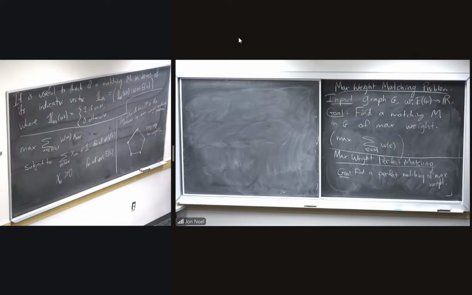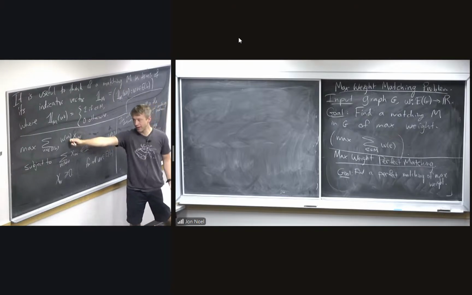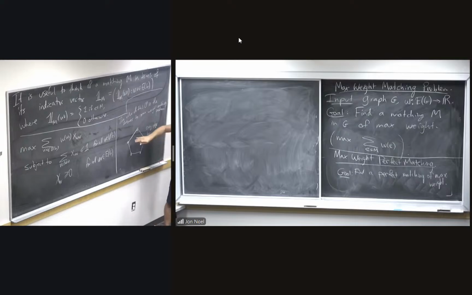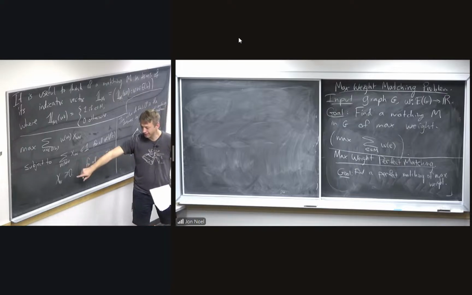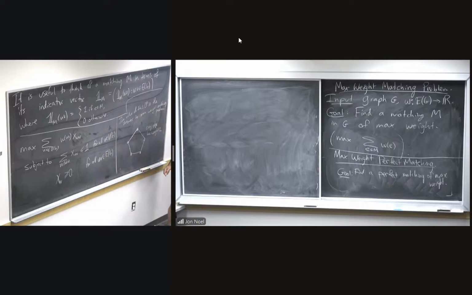Then in this linear program, what is it trying to do? If every edge has weight 1, it's just trying to maximize. I've got 5 variables, 1 for each edge, and it's trying to maximize the sum of those 5 variables. I've got a condition at every vertex: the weight of that edge plus the weight of that edge has to be at most 1. That's what this condition is saying. Around every vertex, the edges have to have weight adding up to at most 1. And all the variable values have to be at least 0.